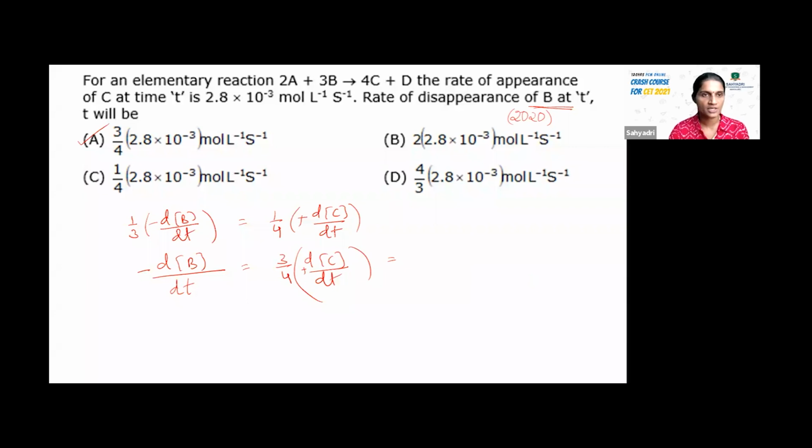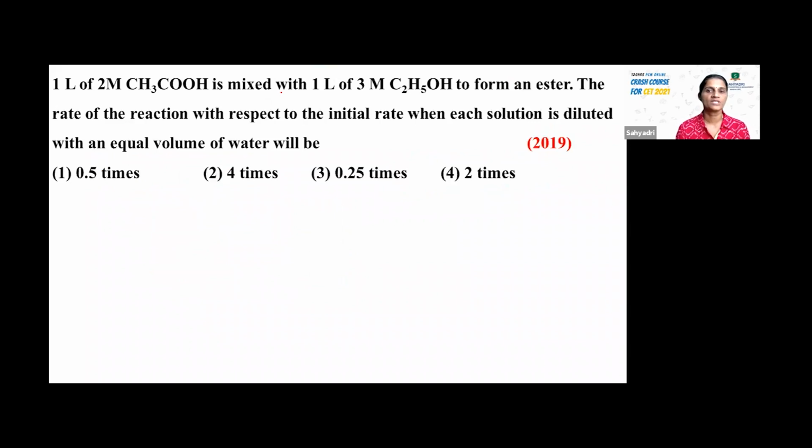Okay, next question. Shall we go to the next question? This is where you have to be very careful. See, options A and D are very, very similar. You may go wrong, as some of you have done. You have answered D, some of you have answered A. So what is the correct answer here? You have to divide by 4 because the coefficient of C is 4. B is 3, you have to multiply by 3. Clear? Okay, next question. This is 2019.